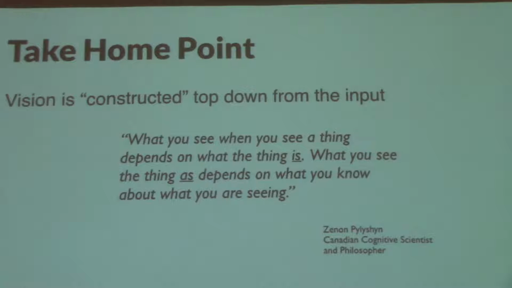So the point of this is that vision is constructed top-down from the input. What you see, when you see a thing, depends on what the thing is, but what you see the thing as depends on what you know about what you're seeing. So really the raw sensory input is only half the thing. It's really important to understand how we put it into context. And of course there can be cultural differences here, for example.